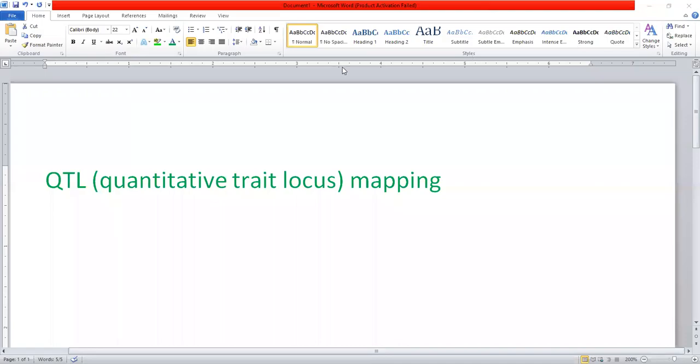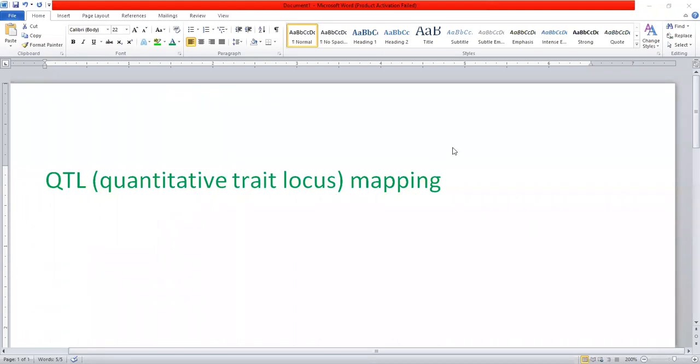So in our lecture today, we will discuss in detail QTL mapping, quantitative trait locus mapping. The traits which are governed by many genes are known as quantitative traits. The genes responsible for these traits are identified with the help of the QTL mapping technique.